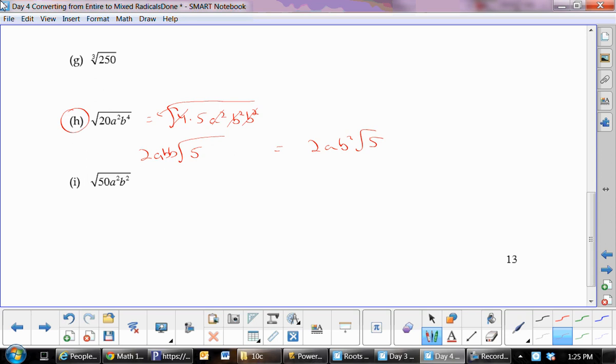Okay. Now, square root of 50 a squared b squared. 25 times 2, a squared, b squared. The 25 comes out to be 5. Can I take anything else out? A squared becomes a, and b squared becomes b. And what's left inside? 2. And that's simplified.